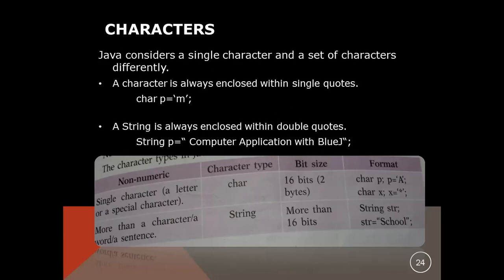Char bit size is 16 bits or 2 bytes, whereas string is more than 16 bits. Why is it written more than 16 bits? Because a string can be long. It can have any number of characters. It depends upon us how many characters we are giving, and so the string bit size cannot be fixed. It will depend on what value we are giving for the string.